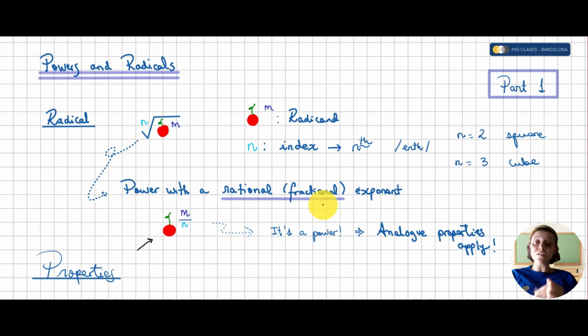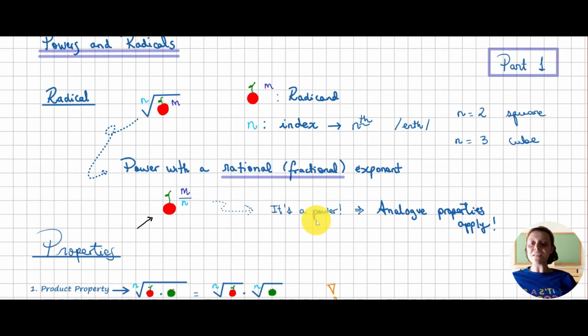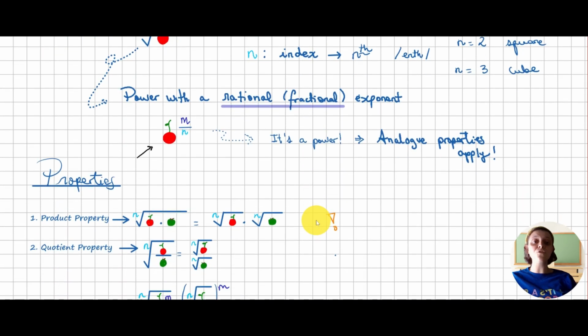So with this, we discover that a radical is also a power. This means that for radicals, analogous properties from the powers apply, okay? So why do I explain it this way? Because if you already understand the properties for powers, then analogous properties are going to apply for radicals. So it's something that your brain already knows, okay? So with this covered, we're going to go into the properties.